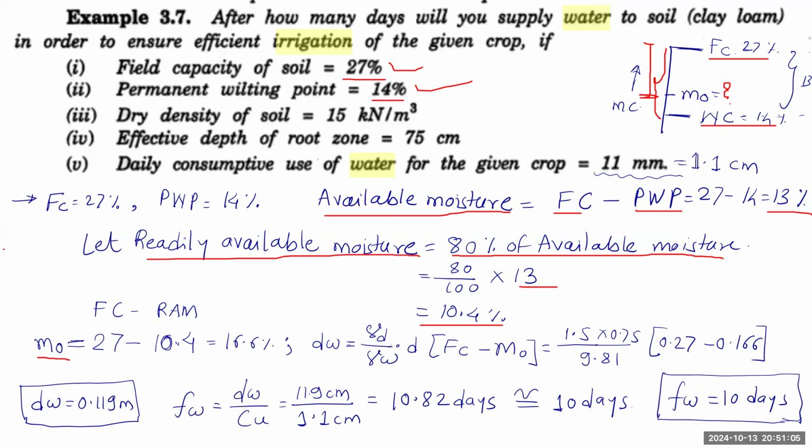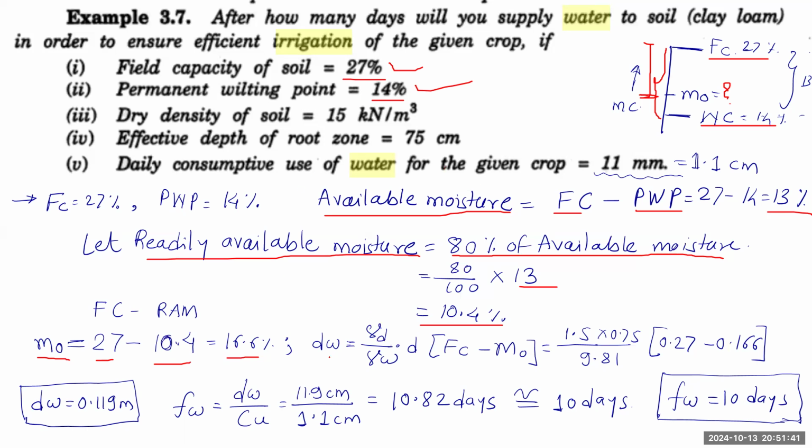We know that the field capacity is 27, and we know that the readily available moisture is 10.4%. So if we subtract this readily available moisture from field capacity, then we get the lower limit of readily available moisture. So 27 minus 10.4, that is equal to 16.6% is the lower limit of readily available moisture.